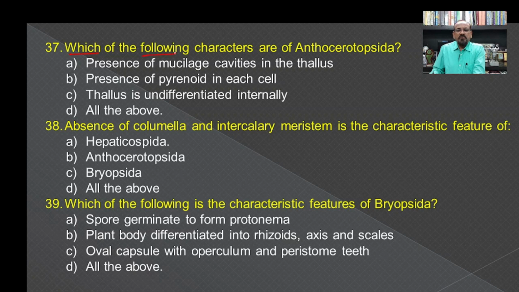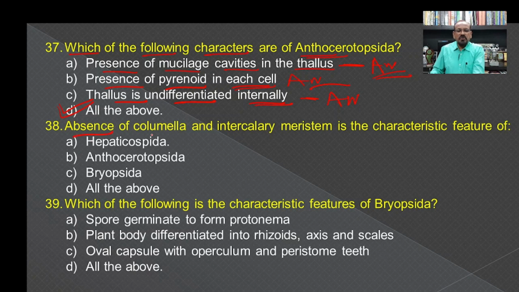Then which of the following characters are of Anthocerotopsida? So the presence of mucilage cavity in the thallus, which is the characteristic feature of the Anthocerotopsida that we have seen in Anthoceros. Then presence of pyrenoid in each cell, that is also what we have seen in the Anthoceros thallus, and thallus is undifferentiated internally, that is into the storage zone and the photosynthetic zone, which is again the characteristic feature that we have seen in the Anthoceros. It means that all the above become the characters of the Anthocerotopsida.